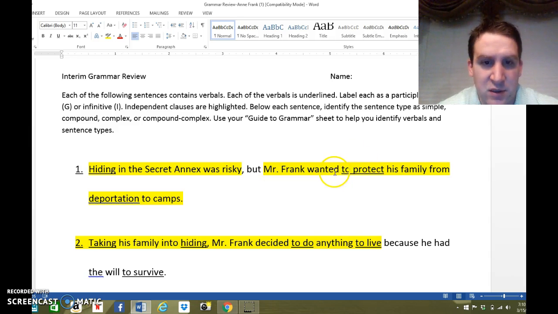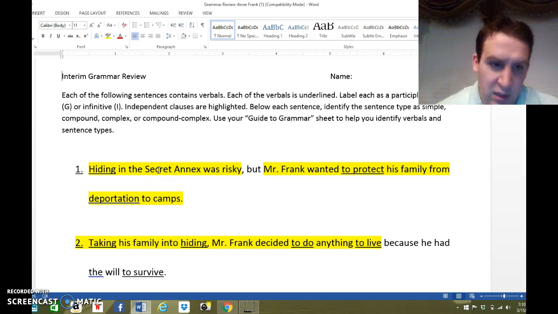example. So let's go ahead and take a look at our clauses. Within this sentence, we have 2 of them. We have hiding in the secret annex was risky, and we have Mr. Frank wanted to protect his family from deportation camps. Notice that they're both highlighted. Based off of the directions, the only kinds of clauses that would be highlighted would be independent clauses.